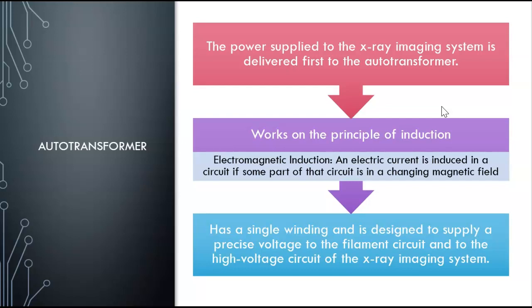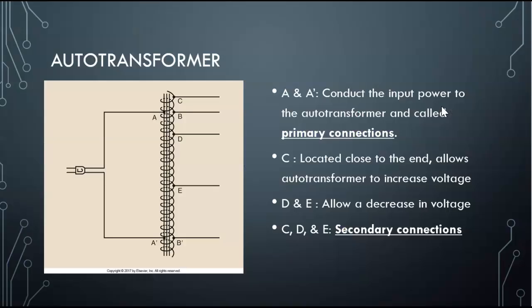So it has a single winding and is designed to supply a precise voltage to the filament circuit and to the high voltage circuit of the X-ray imaging system. That's the goal of the autotransformer. A lot of them have an iron core, so don't be surprised.